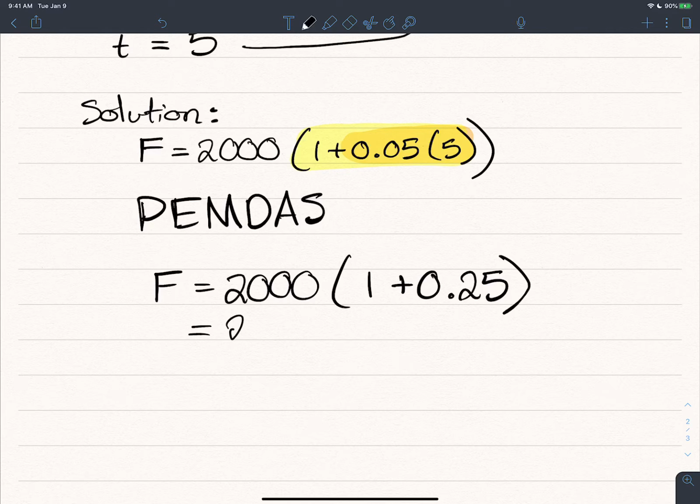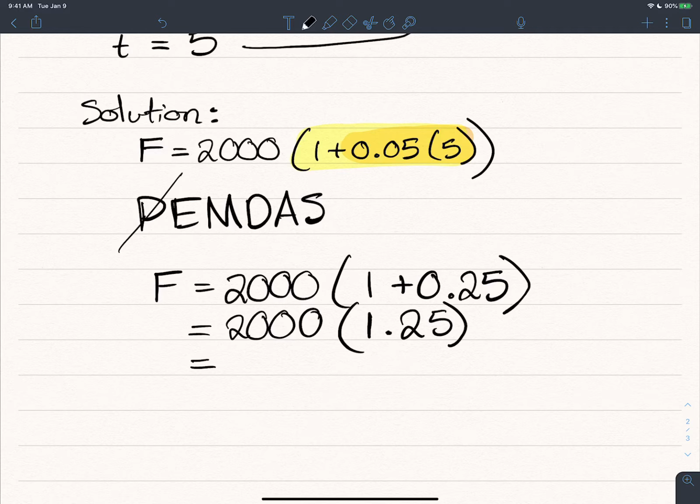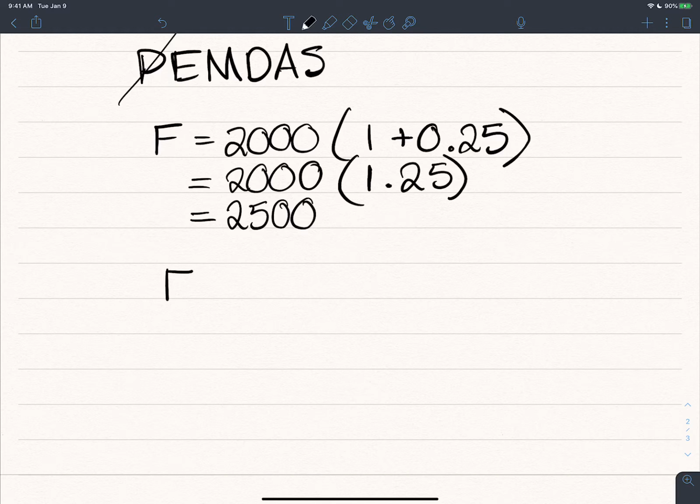Now we can add it together. So let's do another equals 2,000 times 1.25. I just added the 1 plus the 0.25. Now we can do the multiplication. 2,000 times 1.25, and what do we get? 2,500. So after the 5 years, F equals 2,500, right? So you see we got the same answer.